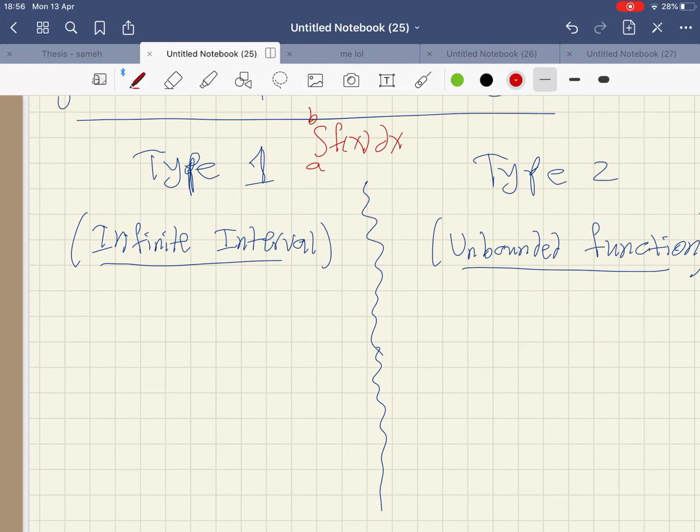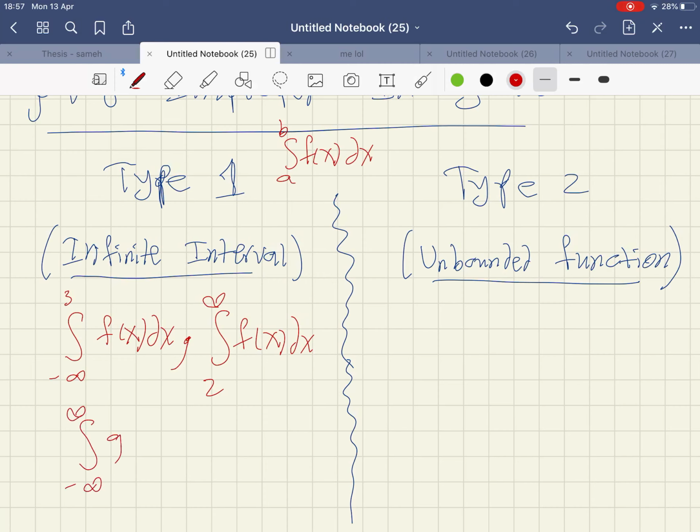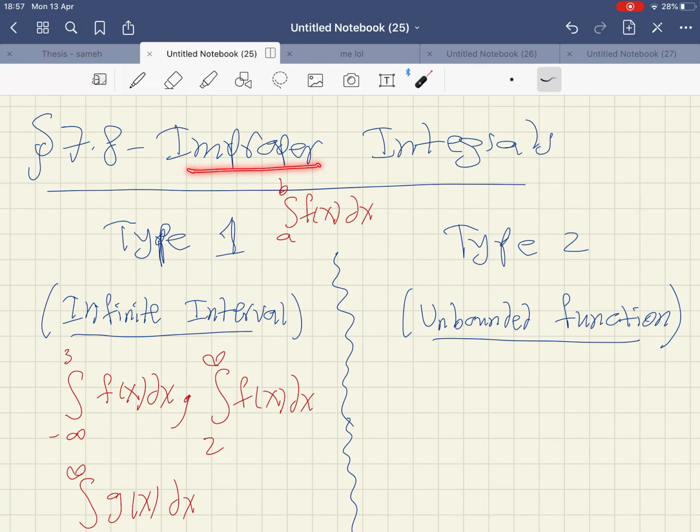It is a definite integral from a to b with something like this, where infinity is one of the limits. And sometimes it's the worst case where we have infinity on both sides. If we see something like this, where we have infinity or minus infinity, we call it an improper integral of type 1, which is infinite interval.